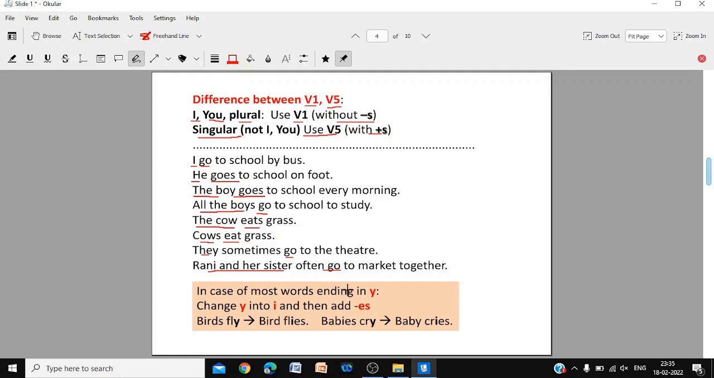So in case of most words ending in Y, the Y will change to I and then we add ES. Birds fly, a bird flies. Babies cry, a baby cries. The Y is changed into I and then we add ES. Fly, here Y is changed into I and then we add ES. Birds, plural, fly, 1 bird flies. Babies cry, 1 baby cries.